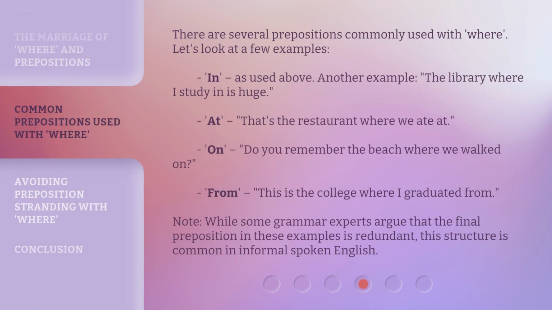There are several prepositions commonly used with where. Let's look at a few examples. In, as used above. Another example. The library where I study in is huge. At, that's the restaurant where we ate at. On, do you remember the beach where we walked on? From, this is the college where I graduated from. Note, while some grammar experts argue that the final preposition in these examples is redundant, this structure is common in informal spoken English.